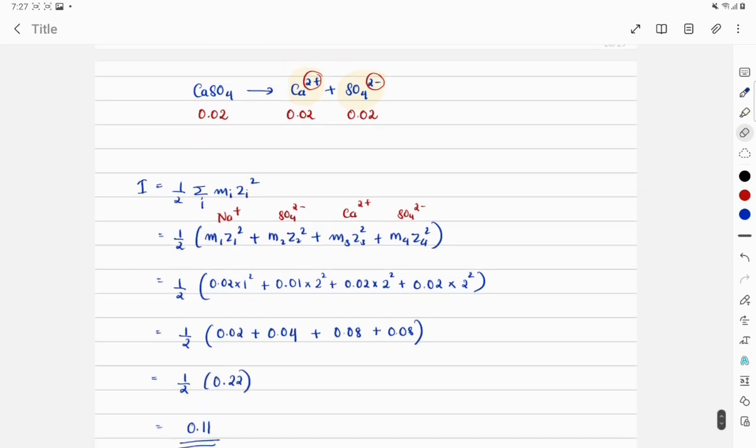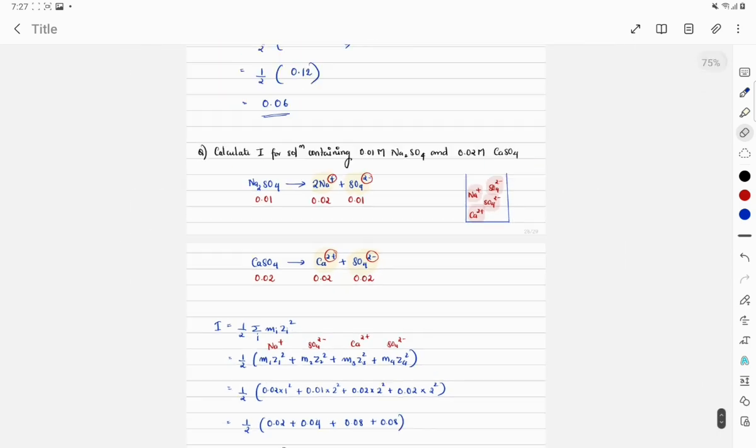Okay, so that's it about ionic strength.